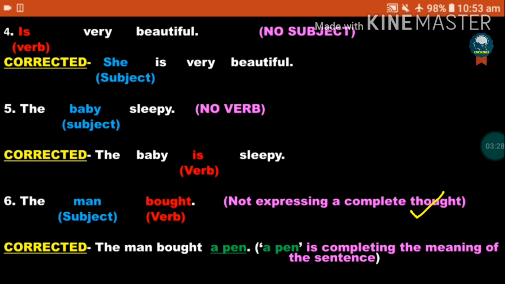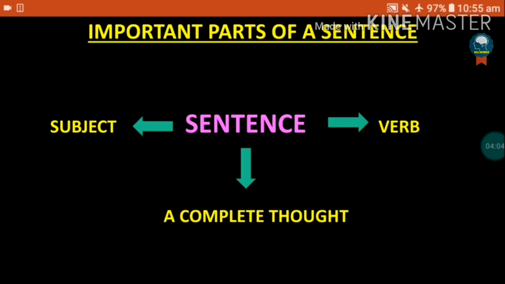Now if we try to convert this example into a sentence, हमें क्या करना पड़ेगा? हमें इस example को एक complete thought देना पड़ेगा. For example, if we add a pen after the verb bought, then it turns into a sentence because अभी ये हमें पूरा information provide कर रहा है. The man bought what? A pen. The answer is a pen. उस आदमी ने एक पेन खरीदा था. ठीक है?